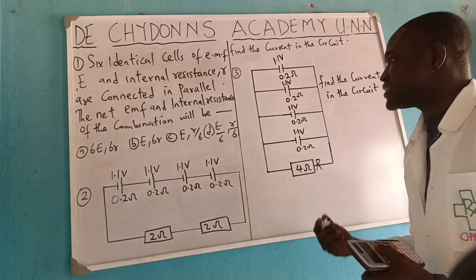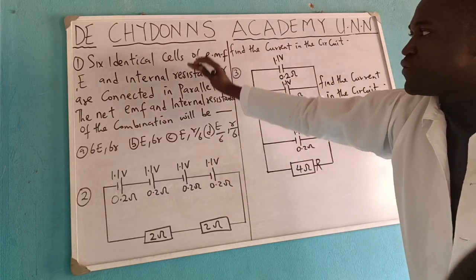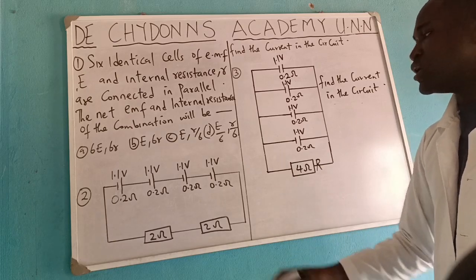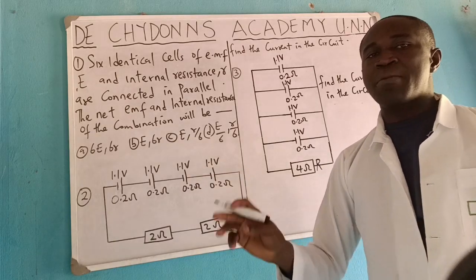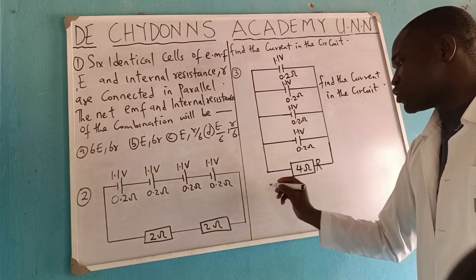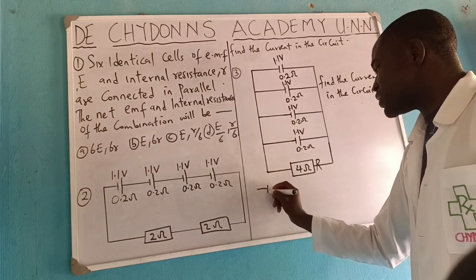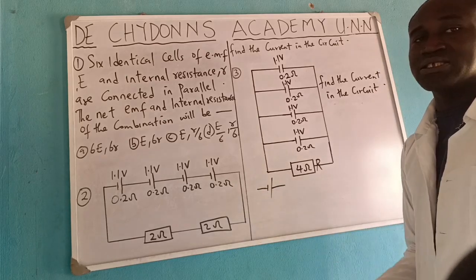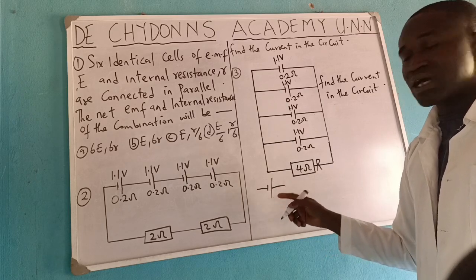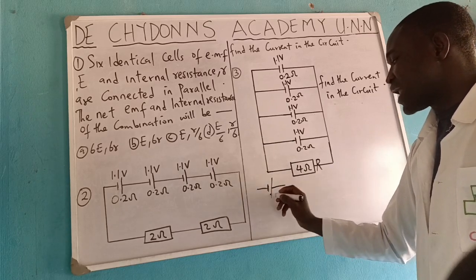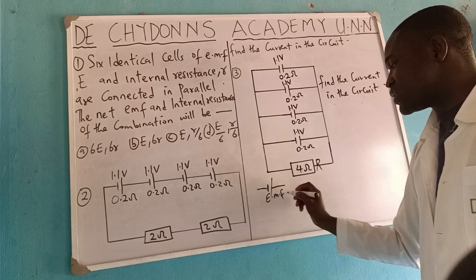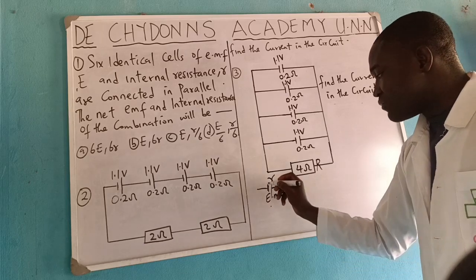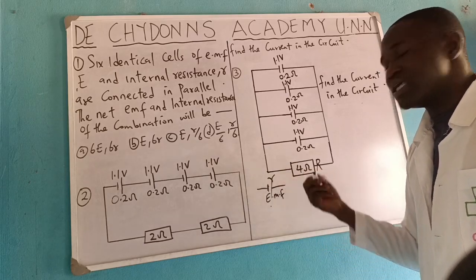You need to understand, assuming they didn't even tell you that these are cells or EMF, how do we know that when you see a symbol that is talking about EMF? In one of our videos, we talk about when you have something like this, short terminal and long terminal. This is EMF. This is a cell, and it is at this terminal that you see EMF and internal resistance located. So when you have the short terminal and the long terminal, it is EMF.